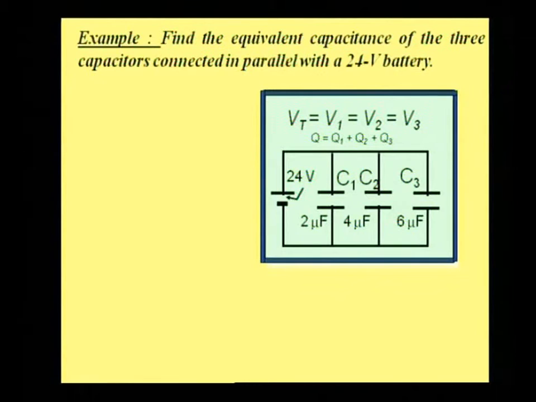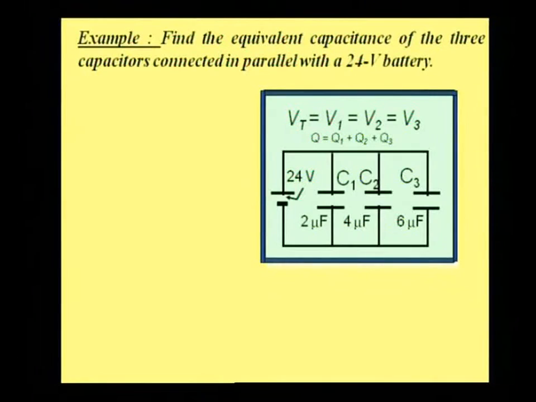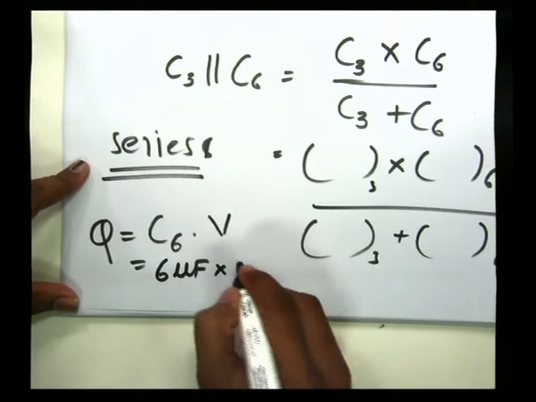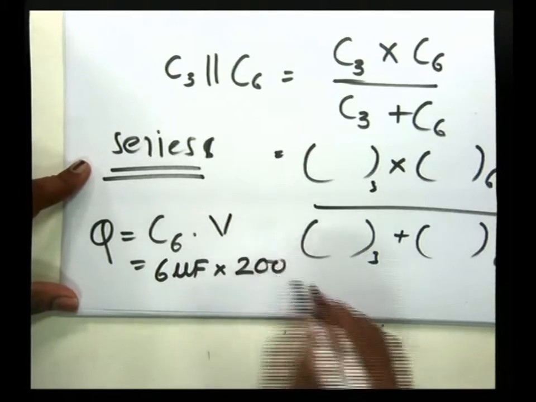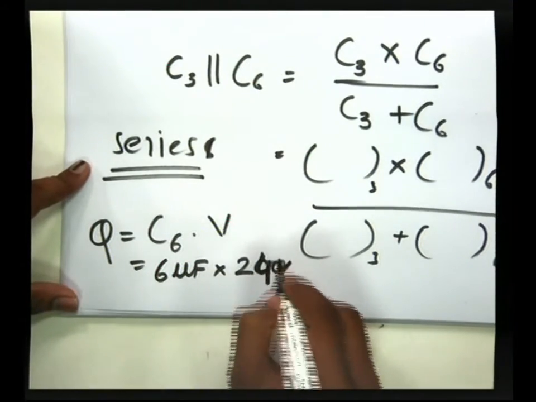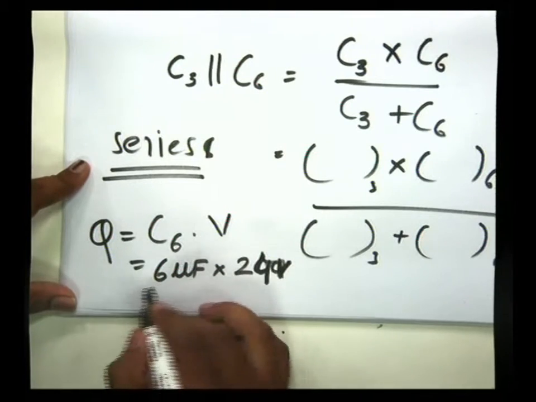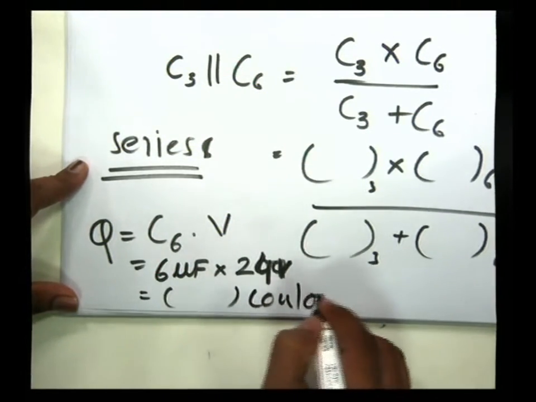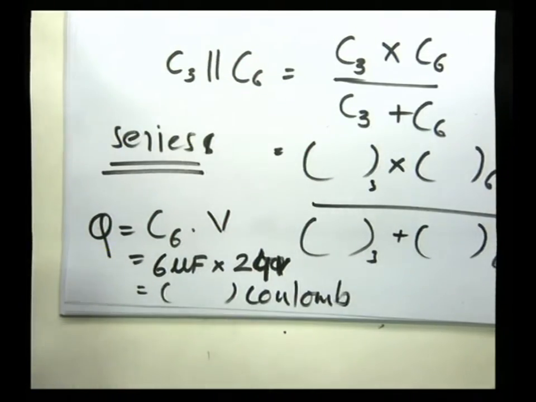It's like that, Q equals C into V. So we are just finding Ce into V, where Ce equals 6 microfarad and V is 24 volts. So 24 into 6 is our total charge, and charge is measured in coulomb.